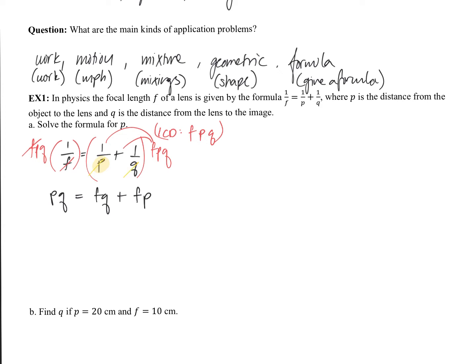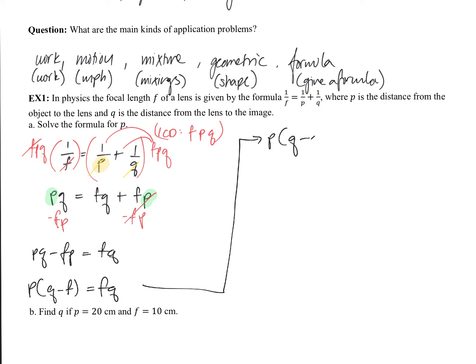Alright, let's check and make sure that makes sense. Yep. Alright, so now I'm trying to solve for p. Where is p at the moment? We have it right here and right there. So I'm going to get the terms with p on one side, and then I'll try to factor. So we have pq minus fp equals fq. Alright, so let's go ahead and factor out the p, and what's left over? p times q minus f equals fq.